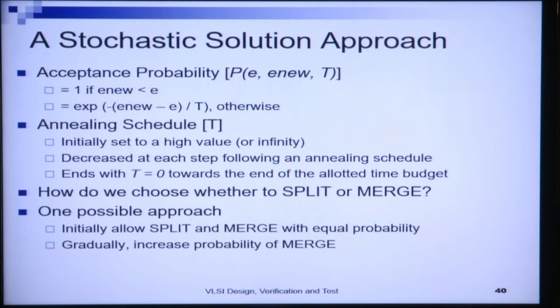Right? How do we choose whether to merge or split? That is also another question. One choice is that initially I allow splits and merges with equal probability, and then I gradually increase the probability of merges, because finally I want to have more merges than splits. That means finally I want to have higher resource sharing. I need to obtain a resource sharing that gives me the minimum area cost. With this, we come to the end of this module.